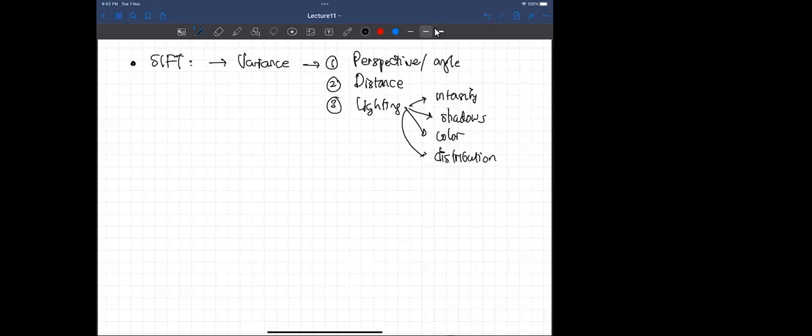Okay, so there's a lot of other things, but this is one of the significant variants that we can see in the image, in the object, when we take the image of the object.